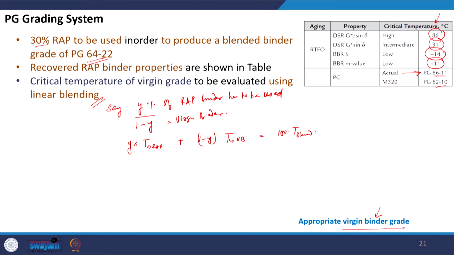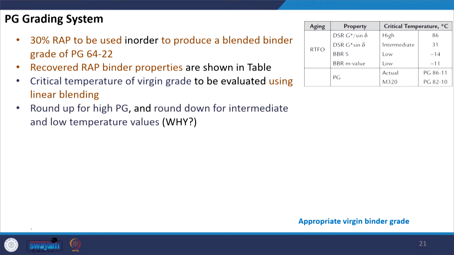So, in this particular case we are trying to determine Tc for the virgin binder. So, Tc of virgin binder is basically equal to Tc of blend, if I am considering this in fractions, so this cannot be 100, this will be equal to 1. So, Tc of blend minus y times Tc of RAP, divided by 1 minus y. So, this will be the formula which we will be using in this particular case where we are trying to determine the appropriate virgin binder grade. All right. So, for all the three cases of critical temperatures. Now, here again we will do some rounding off once we determine the value.